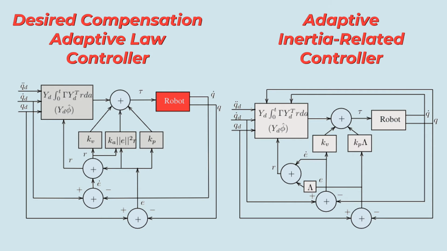The following block diagrams illustrate the desired compensation adaptive load controller and the adaptive inertia related controller. Notice how the information from the desired and current trajectory interact with the regression matrix of the adaptive inertia related controller. However, in the case of the desired adaptive load controller, only the desired trajectory information is required.